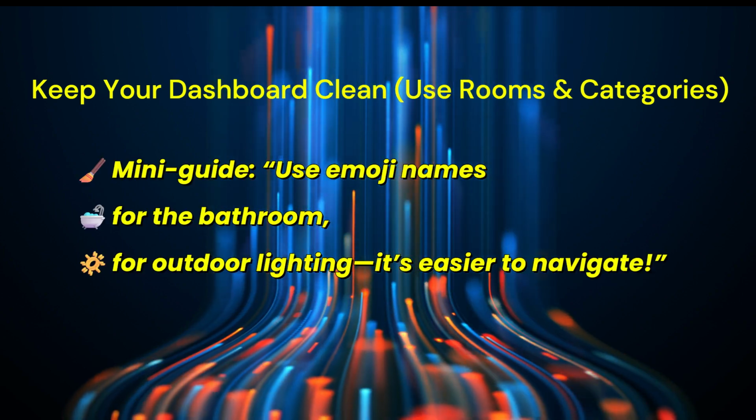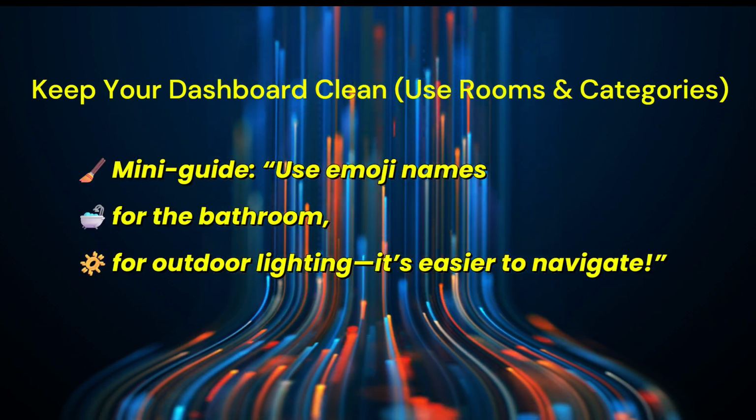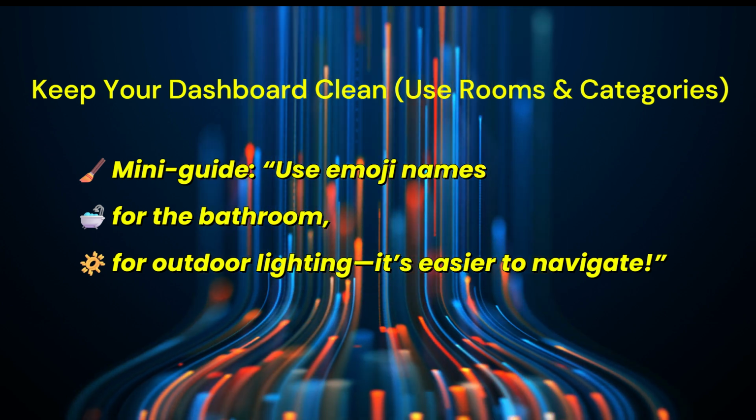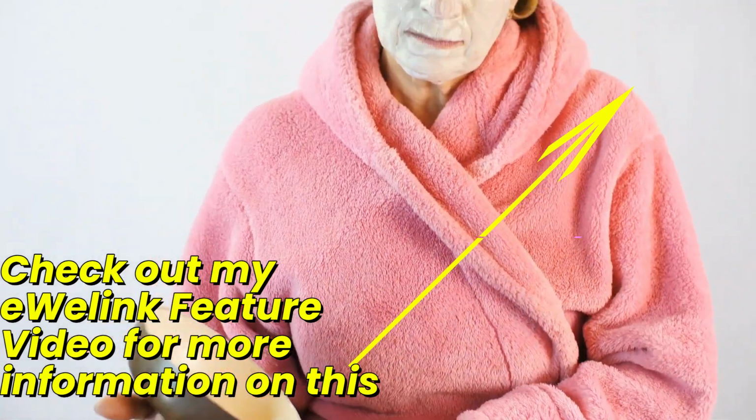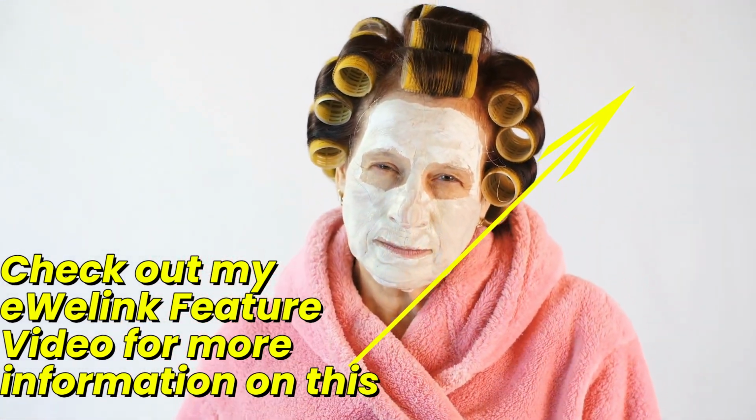Your device list doesn't need to look like a digital jungle. Group your devices in rooms, name them properly, and collapse categories. Trust me, a clean dashboard means faster control and less frustration from your spouse.